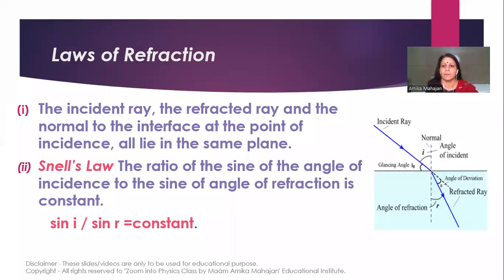Basically, what you are watching in this figure, the incident ray, the refracted ray, and the normal, they all lie in the same plane. This is the first point. The second point is that the sine of the angle of incidence and the sine of the angle of refraction, their ratio always remains constant. This law is also known as the famous Snell's law. So what is Snell's law? The ratio of the sine of the angle of incidence to the sine of the angle of refraction is always constant.